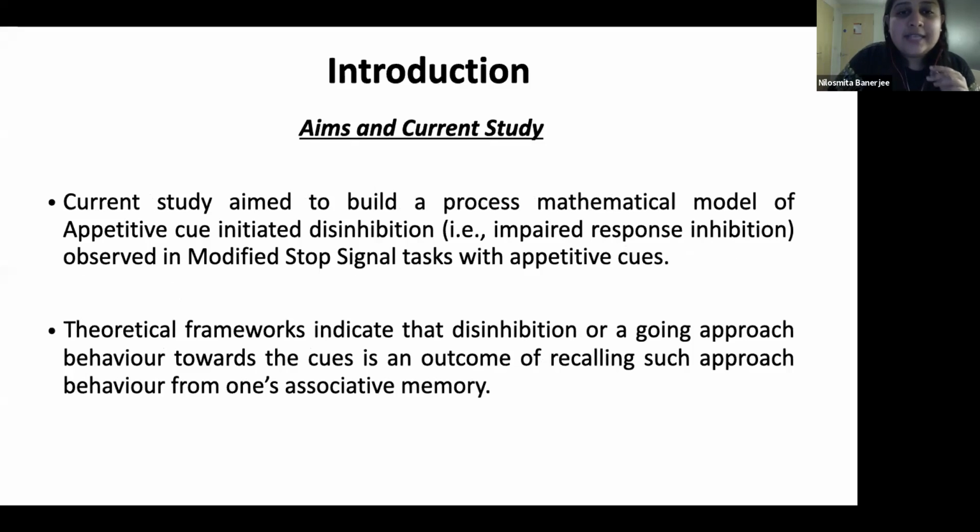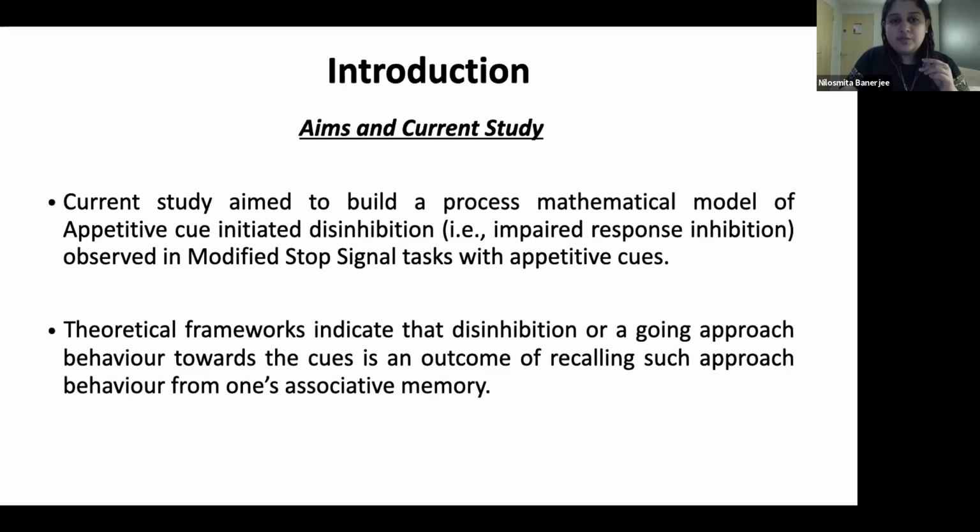The current study aimed to build a process mathematical model similar to the interactive race model. What we did in this study was build on the interactive race model of appetitive cue initiated disinhibition. So we were trying to capture the disinhibition element that was observed in the modified stop signal task with the appetitive cues.